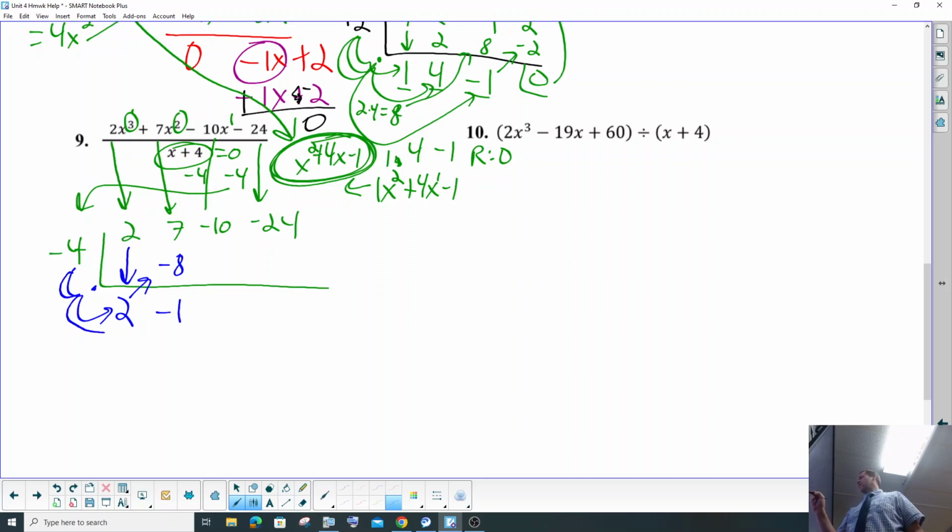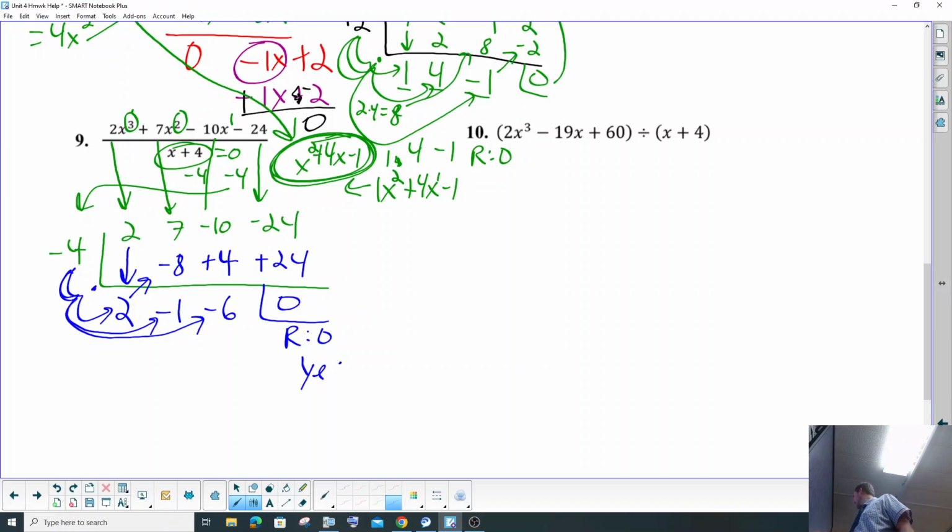Then negative 4 times negative 1 is a positive 4. And then we combine it. What's negative 10 and a positive 4? That's negative 6. And then last but not least, negative 4 times negative 6 is a positive 24. And we combine those and we get a remainder of 0. So remainder of 0 means yes, it is a factor, because it divides evenly into it. There's no remainder. Well, how do we get our answer now?